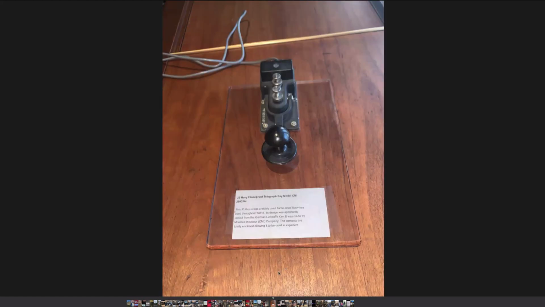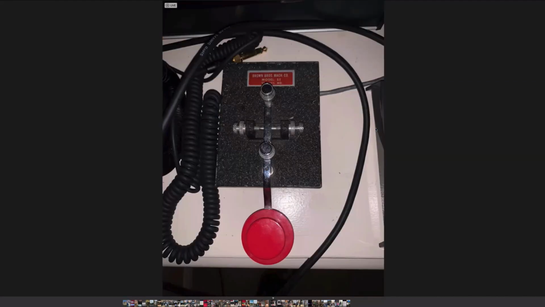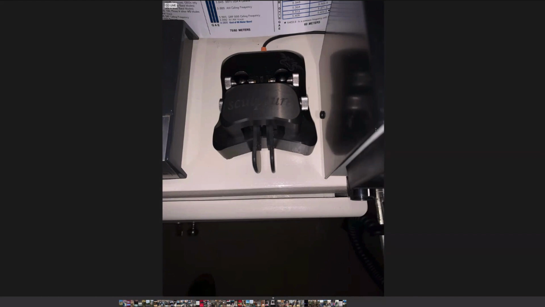Some of the keys I've got, several of us have these Navy flame-proof keys, but the interesting thing I found is it was apparently copied from the German Luftwaffe. I didn't realize that until I did a little research. This is the Brown Brothers Great Key. This is the Bengali, Italian made, just beautifully well made, heavy panel. Man, it is a work of art.